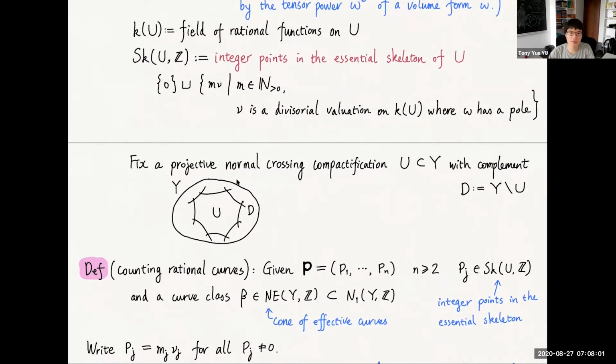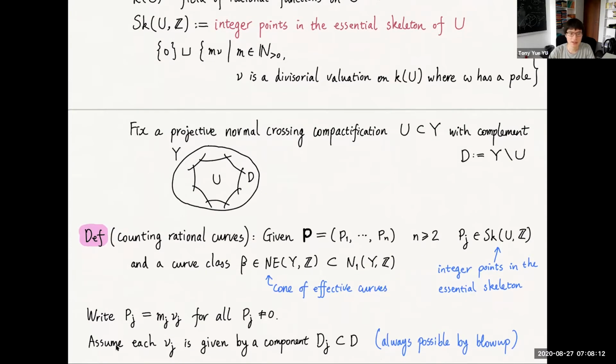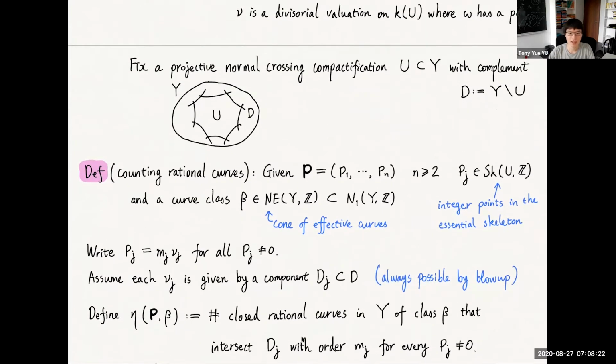And now, by our explicit description, we write p_j as m_j nu_j for all non-zero p_j, and assume each nu_j is given by some component D_j of D, which is always possible by some blow-up. Then we define eta(p, beta) to be the number of closed rational curves in Y of class beta that intersect D_j with order m_j for every non-zero p_j.